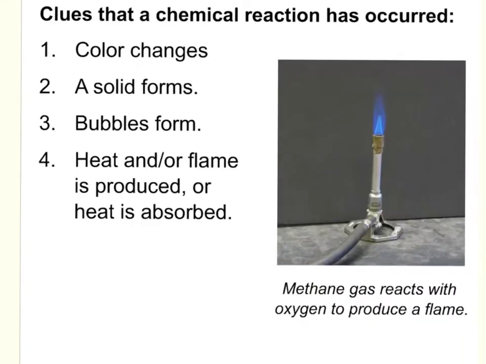Here's one more clue that a chemical reaction has occurred if we see heat and/or flame being produced, or if heat is absorbed. An example, obviously, is a Bunsen burner here. We have methane gas reacting with oxygen. It produces a flame. There is a chemical reaction that is happening here. Bonds are being created and destroyed.